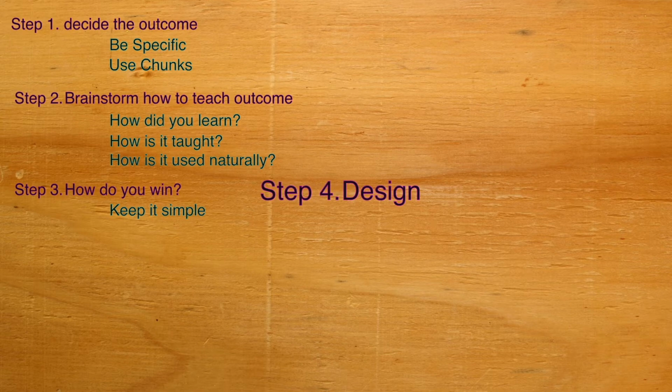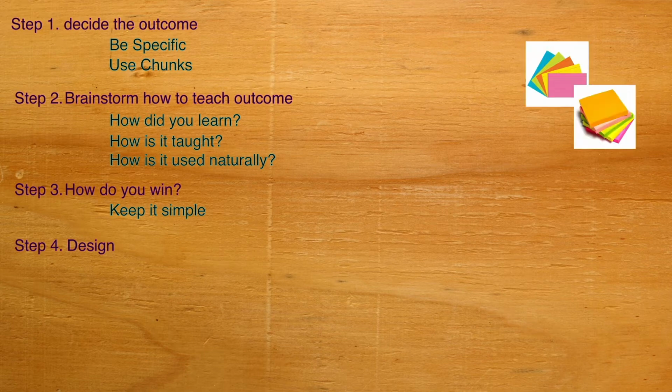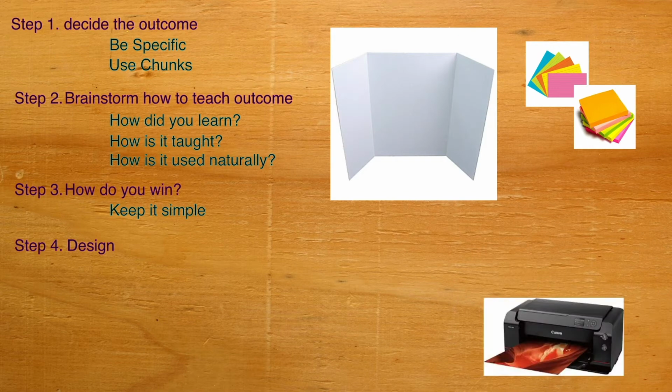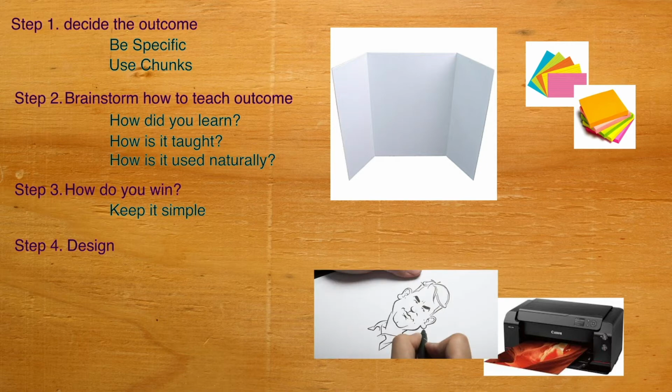Step 4. Design. Now you've come up with all the pieces you need to make your game. Now go and actually make it. You could choose index cards or sticky notes to use as play cards. You could use a giant poster board as a game board. You could print out pictures, or you could hand draw them yourself.